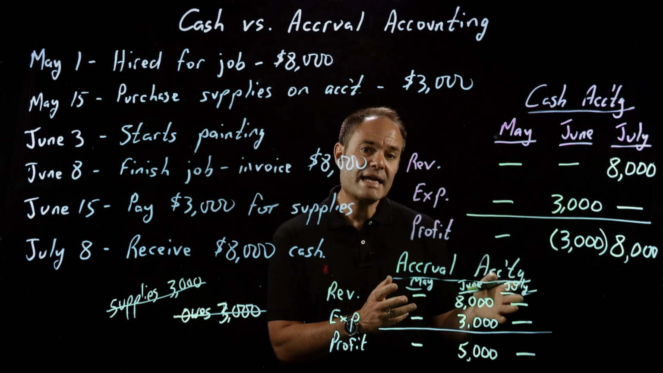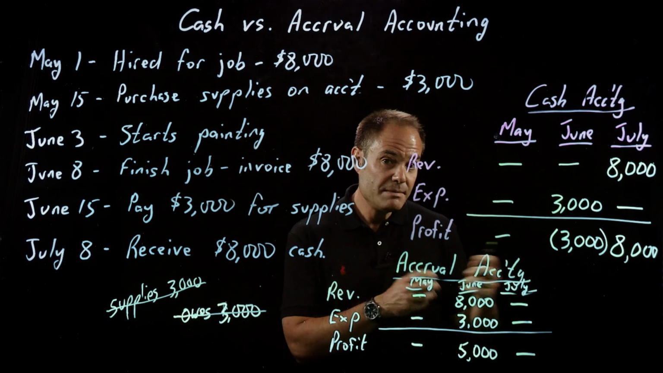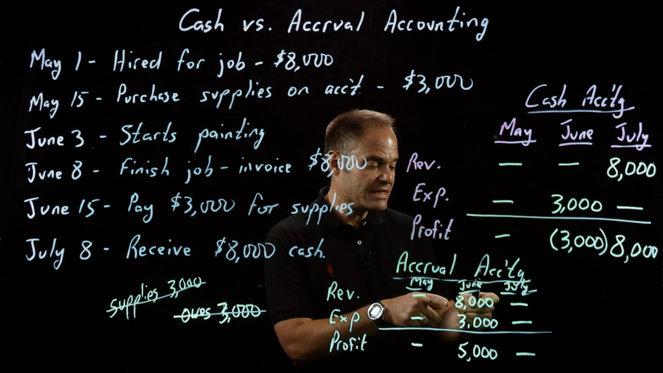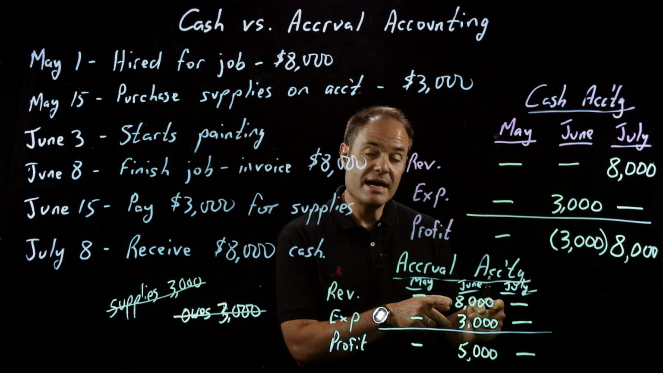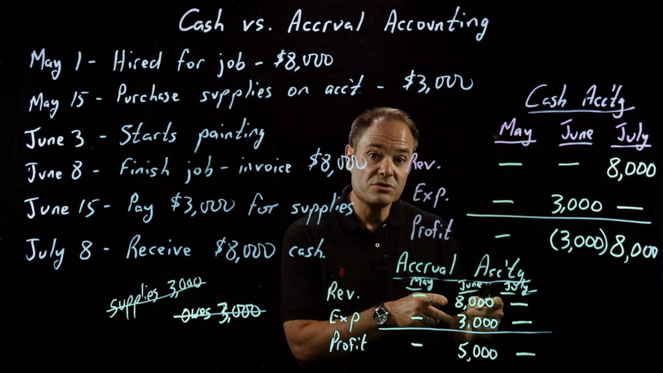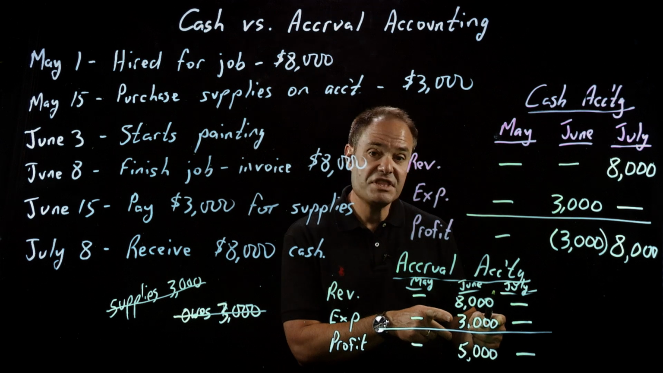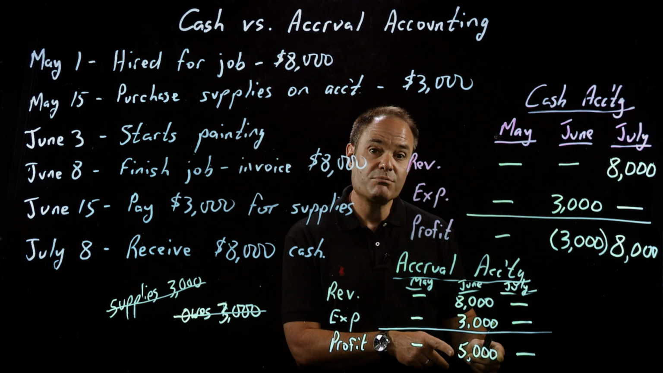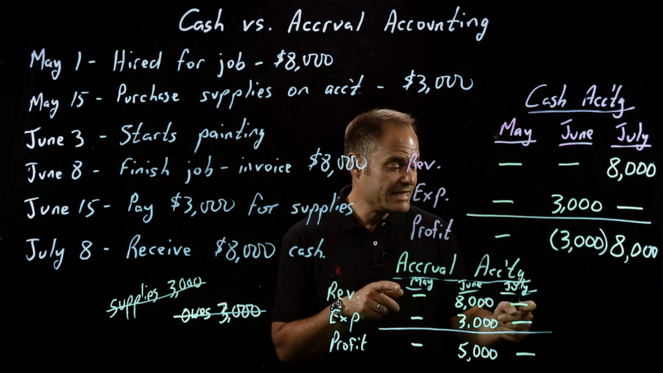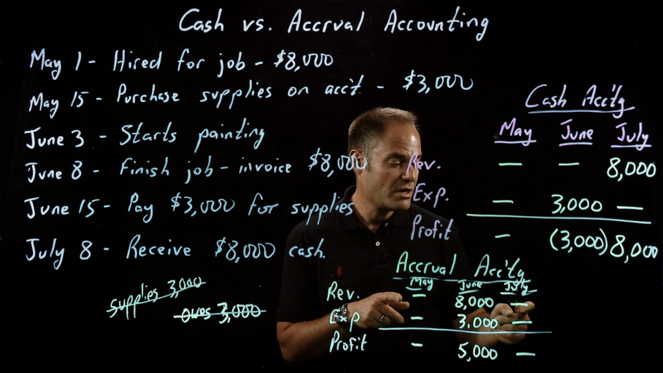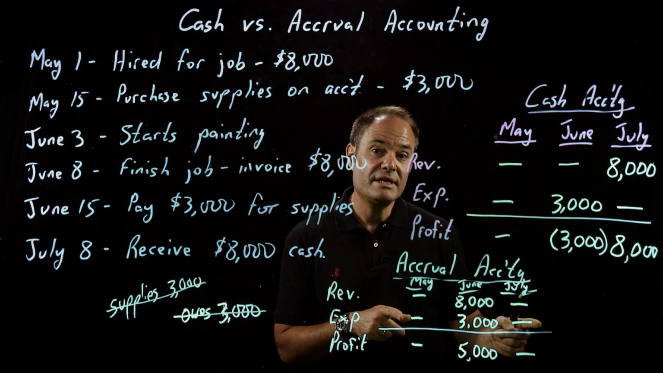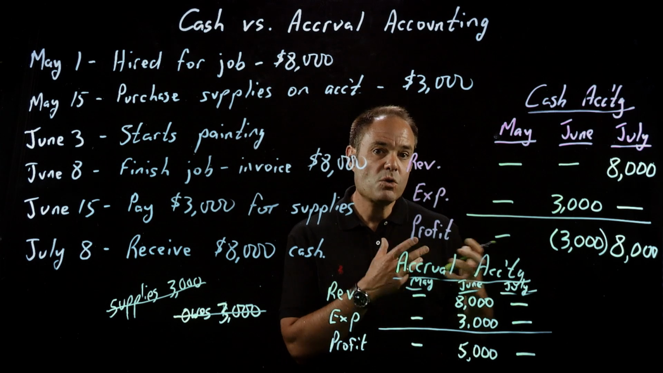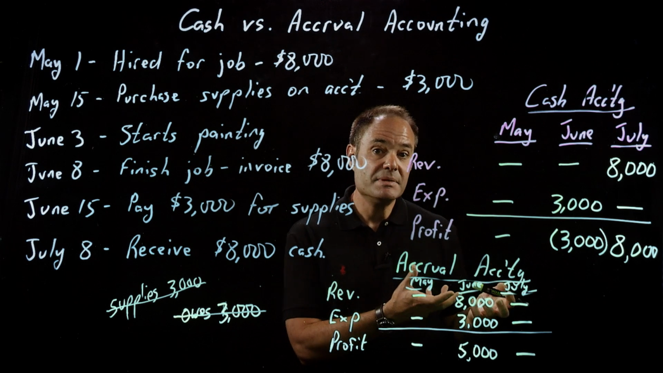Whereas under accrual accounting, this doesn't tell us when he paid and received cash. We have other statements that tell us that. But it tells us that in the month of June, Joe painted a house or did work and earned $8,000. He incurred $3,000 of expenses in order to earn the $8,000 and was left with a profit of $5,000. And he didn't earn any money in May or July, nor did he incur any expenses in those months. So it gives us a much better view of what's going on in Joe's painting business.